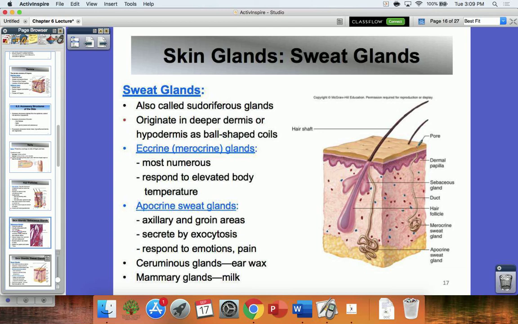This is the one that's going to respond to elevated body temperature, us getting warmer. So you'll have these on your forehead, your arm, your back, your chest. They will be activated whenever we get too hot. But then we have apocrine glands. Apocrine glands are a bit different.